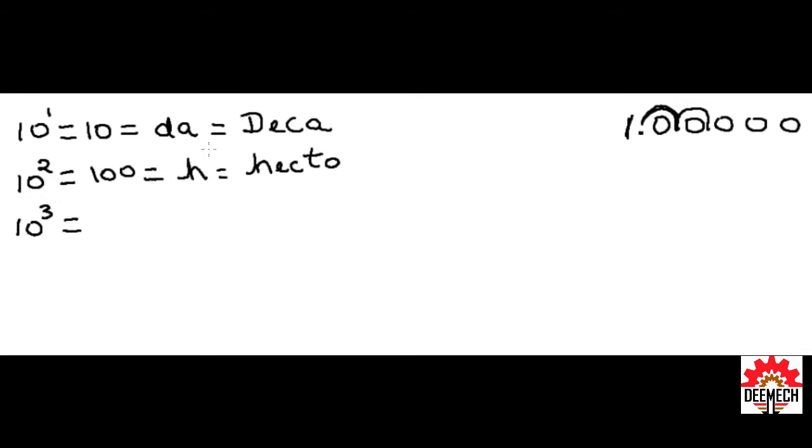Third one, 10 to the power of 3. I'll be shifting the decimal point from 1.0 to 1, 2, 3. Now the decimal point is here. There are 3 zeros after 1, so that is nothing but 1000. It is denoted by small k, that is kilo. You can write kilo as small k or like this, no problem, but it is understood that it is small k.